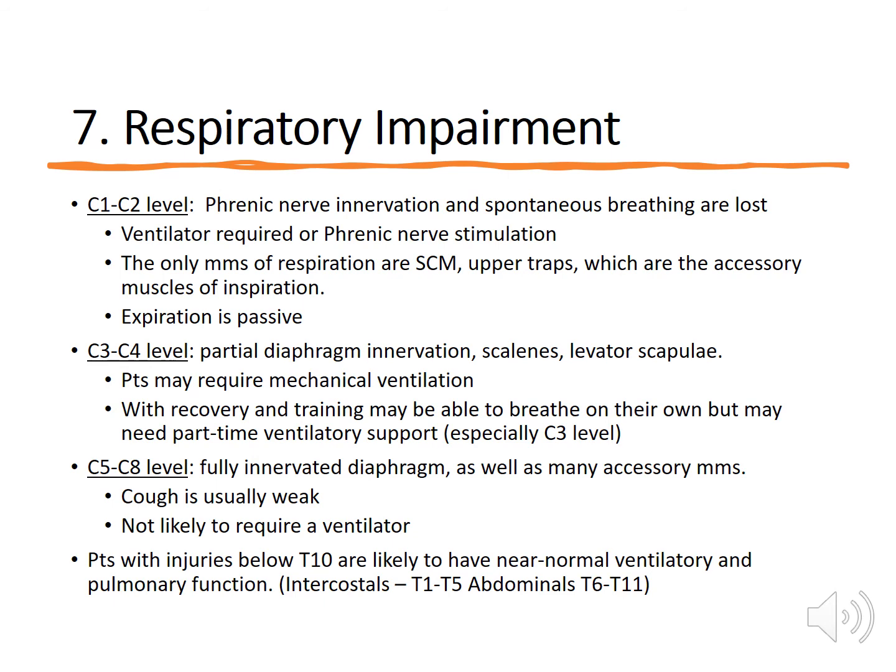It is important to know that patients with injuries below T10 are likely to have near normal ventilatory and pulmonary function. And I gave you there on page 864 of your book, there is table 20.2 that states that the intercostals are innervated at T1 through T5. Therefore, breathing is going to get better. And then the abdominals are innervated at T6 to T11. Therefore, anything below the level of T10, that patient is going to have really good ventilation as well as pulmonary function.